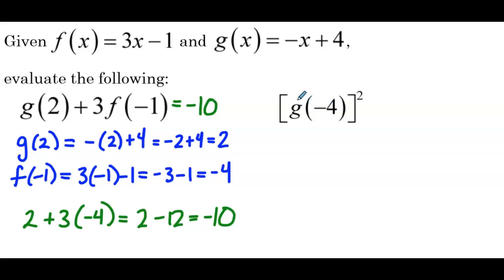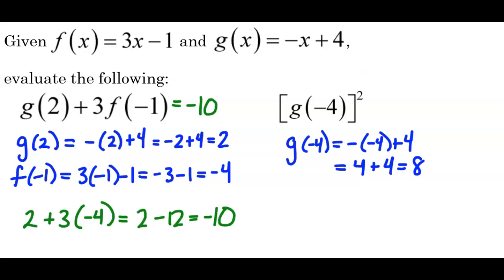Next, we have g of negative 4 quantity squared. So we'll start by evaluating g of negative 4. So that's negative, substitute negative 4 in for x, plus 4. So multiplying negative 1 by negative 4, we get positive 4 plus 4, which is equal to 8. So now we're going to take the output for g of negative 4, which is 8. We're going to take the output of 8 and we're going to square it. So 8 squared is 64. So the output here is equal to 64.